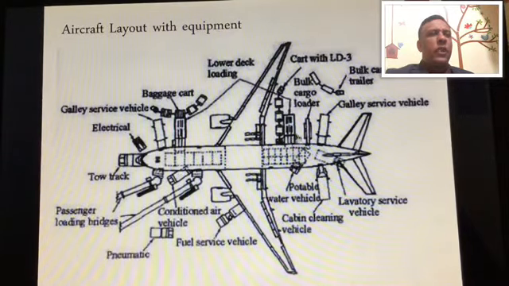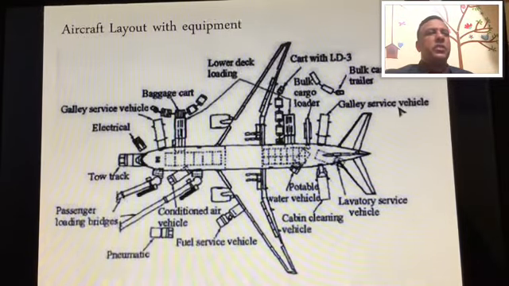Lower deck loading. This is lower deck loading, where we have seen the bulk loading, and this is like an LD3 cart. Containers are loaded on a small LD3 dolly. Then we have a bulk cargo trailer. This is nothing but a bulk cargo trailer, which is used for the loading and unloading of the loose baggage slash cargo.